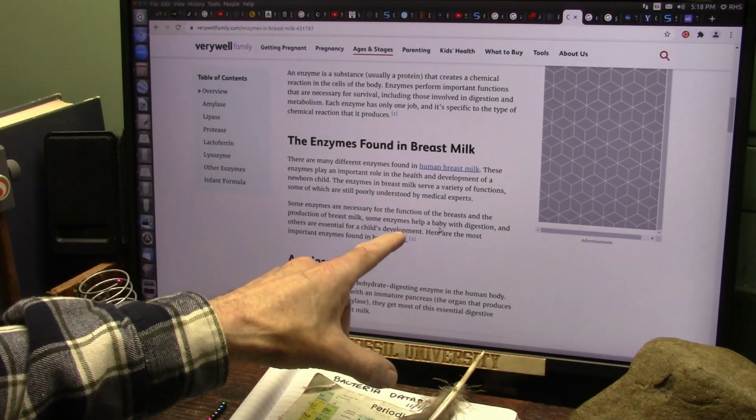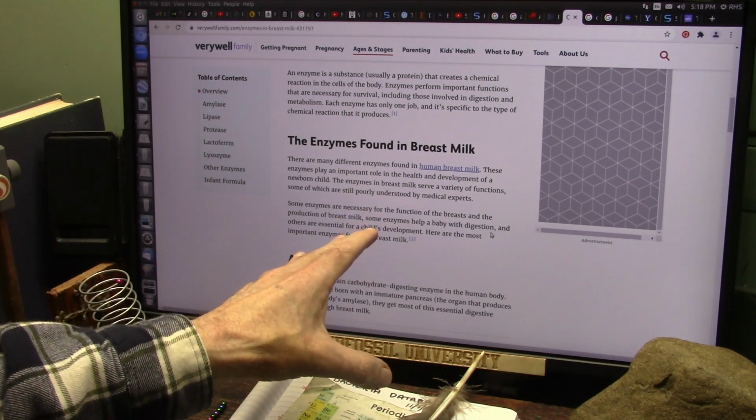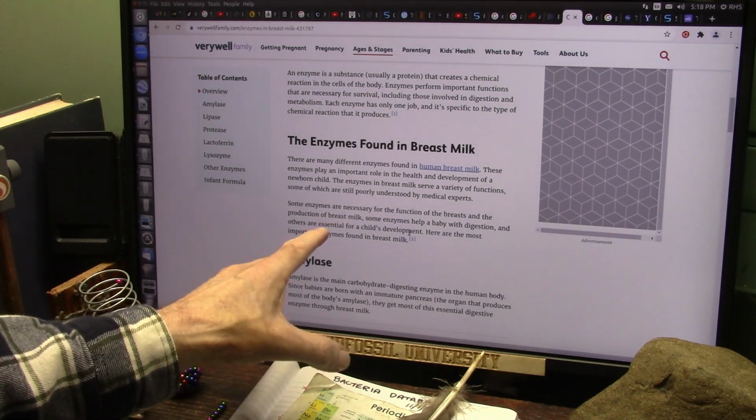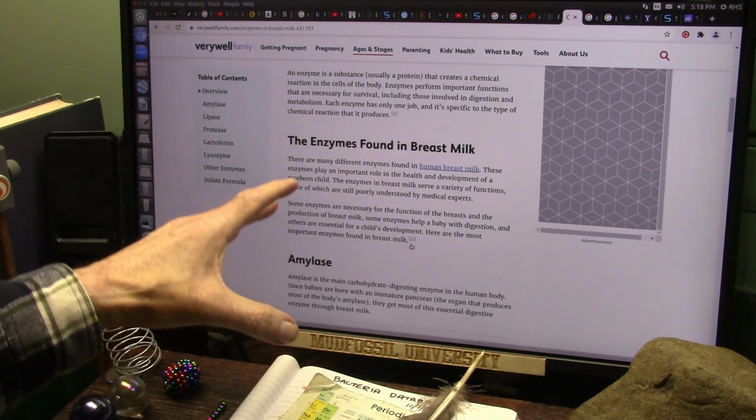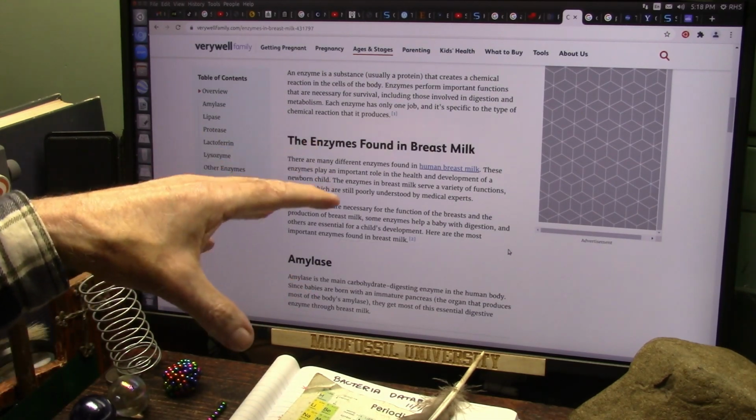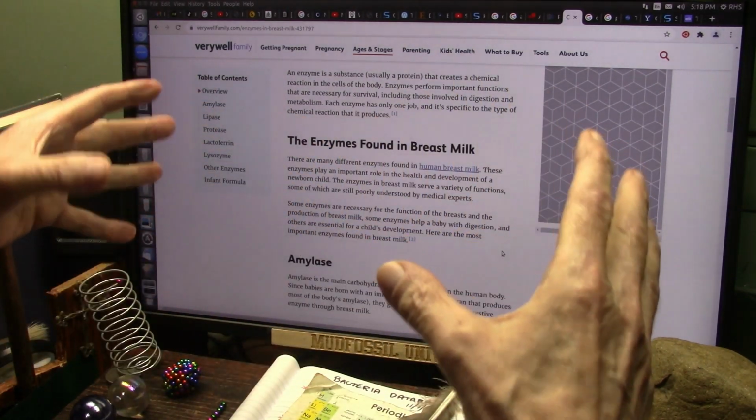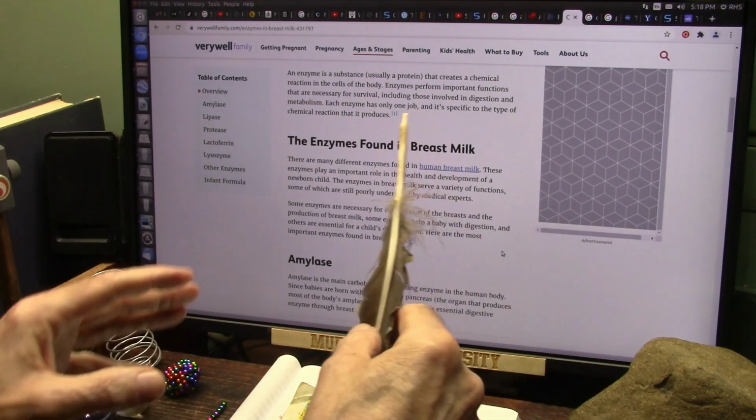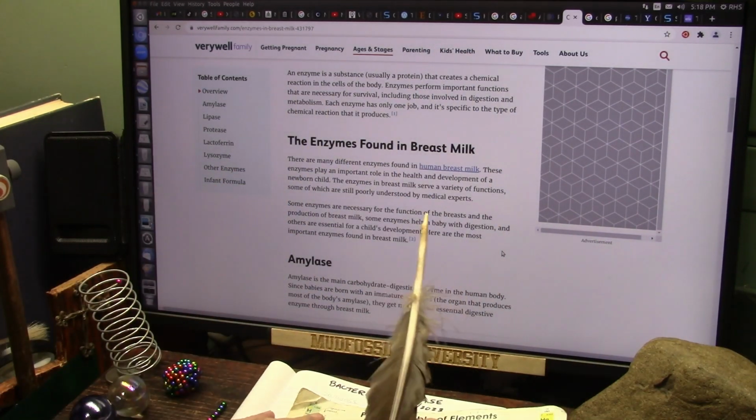Some enzymes help a baby with digestion. Most, I would say, is the case. And others are essential for a child's development. Yes, they break down things so that they can put them back together and build bones and brain tissue and insulation and all of these things.